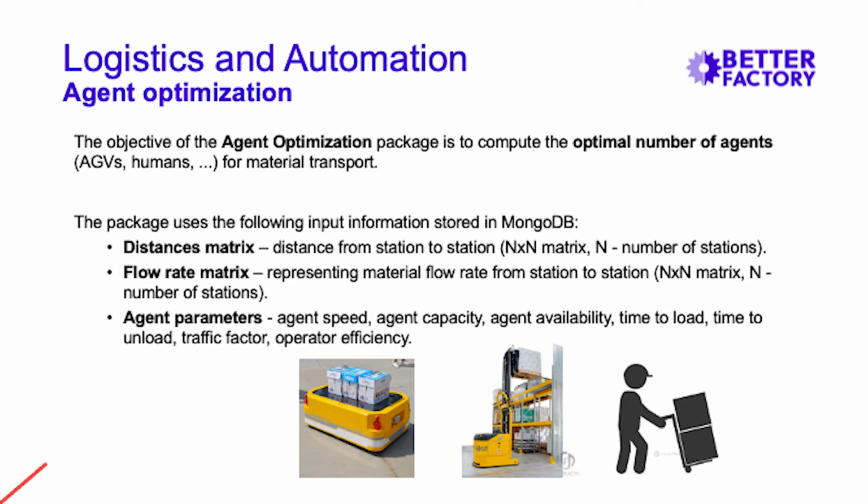The module performs static optimization based on the input data. The first is the distance matrix. It is an n by n matrix representing the distance from stations to stations. Then the flow rate matrix. It represents the material flow rate between stations for each agent type. And finally, the agent parameters such as speed, capacity, availability, and so on.